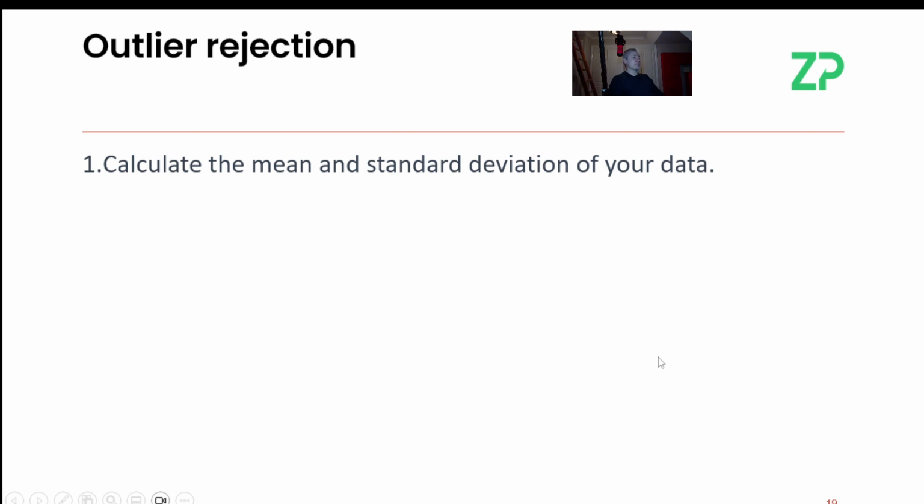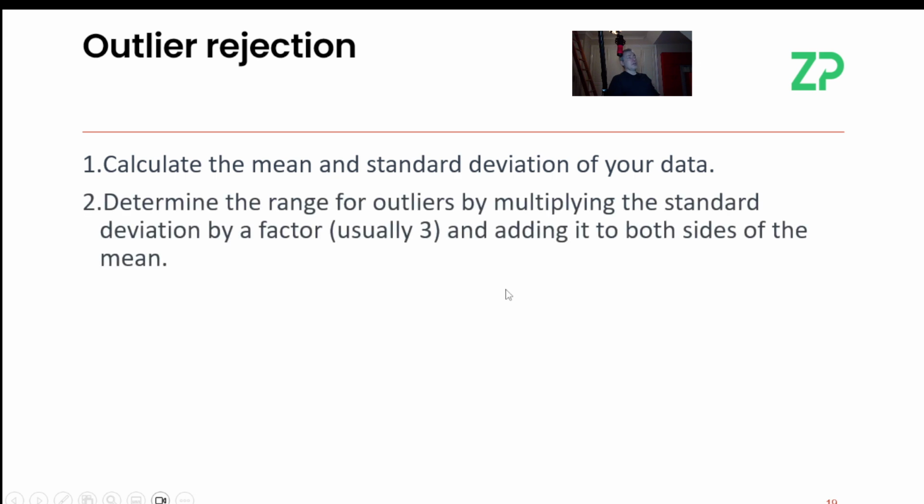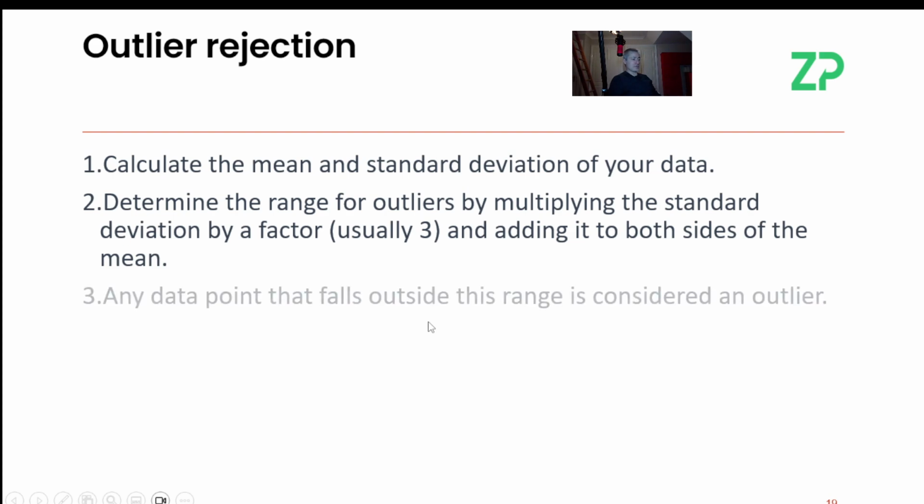Well, there's one way of rejecting outliers, and that's to calculate the mean and standard deviation of your data. We've already run through an example of calculating the mean and standard deviation. Then you can determine the range of what you're expecting: you have the average value, and to determine the upper range you add 3 standard deviations, and to determine the lower range you take the average minus 3 standard deviations. I'll do some maths on that so you can see what I mean. Any point that falls outside of that range is considered an outlier.